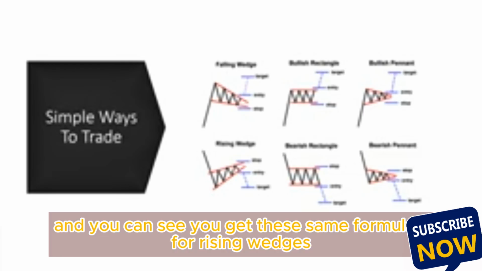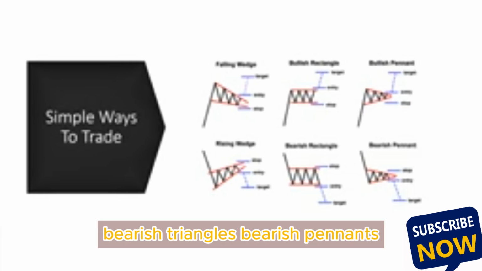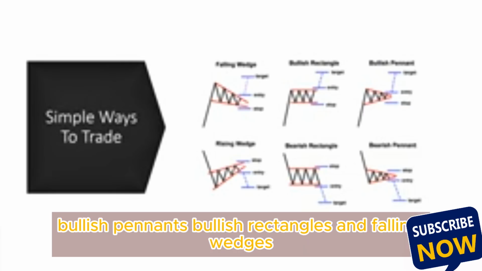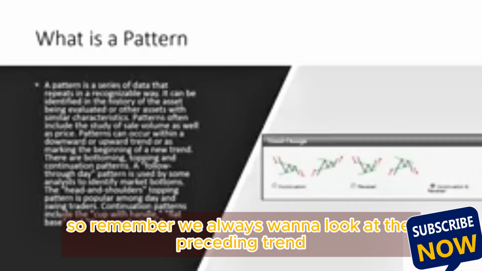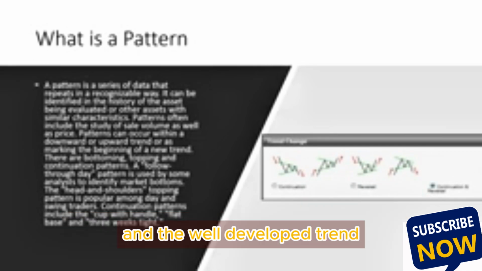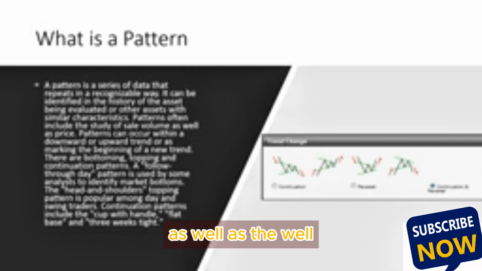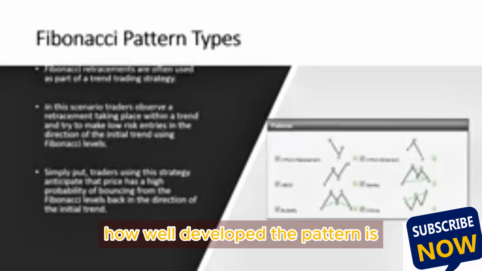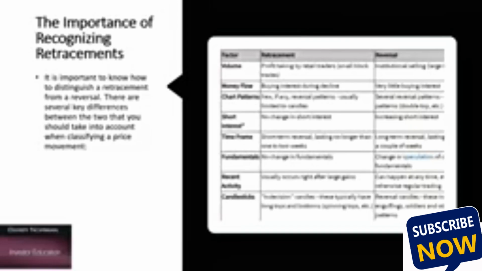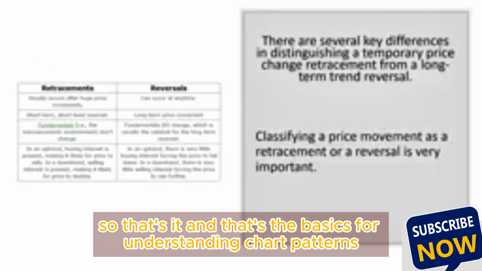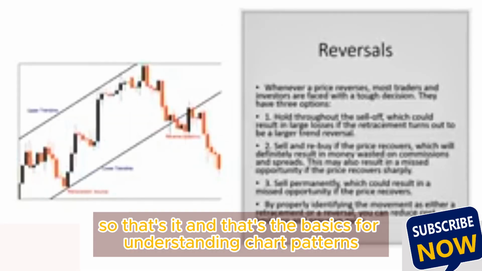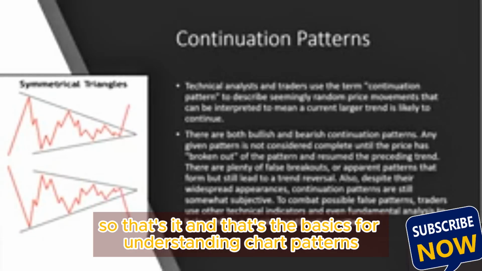And you can see you get these same formulas for rising wedges, bearish triangles, bearish pennants, bullish rectangles, and falling wedges. So remember, we always want to look at the preceding trend and the well-developed trend as well as how well-developed the pattern is. So that's it. And that's the basics for understanding chart patterns.